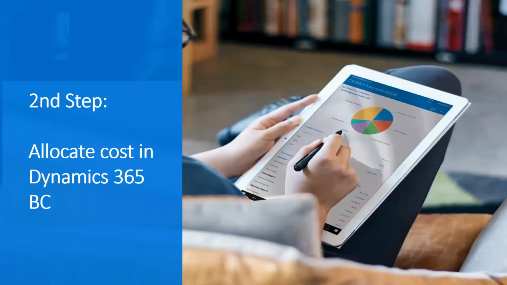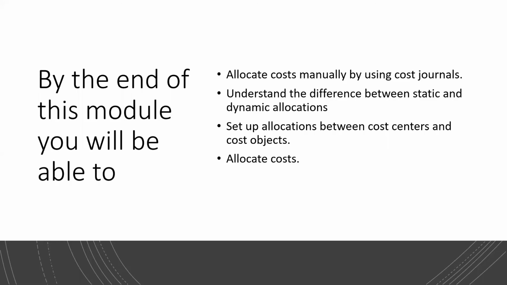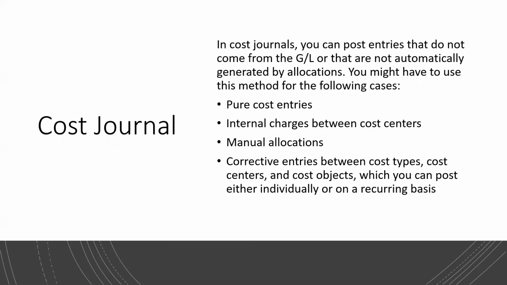But anyway, once I have just allocated the cost, by the end of the module, okay, we're going to be using cost journals to understand the difference between static and dynamic allocation. Because you need to understand very well how to allocate, how this is done, okay? Normally, you would be working with a percentage, but you could be working dynamically with the variations of the people that are working in your departments. Maybe that's more important for you, all right?